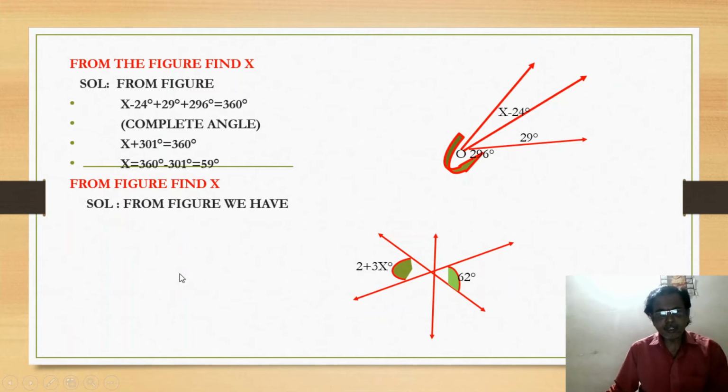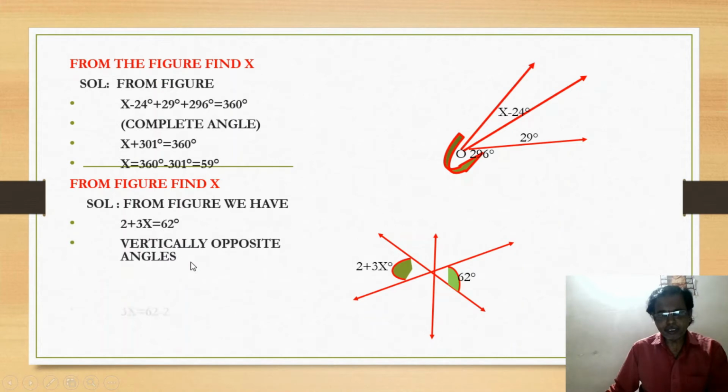Okay, children, what we learned before, from that type of angles only we have the application of sum. So 2 plus 3x is equal to what? 62 degrees. The reason is vertically opposite angles or vertical angles. So 3x is equal to 62 minus 2, then we get 3x is equal to 60, then x is equal to 60 by 3, that is 20 degrees.